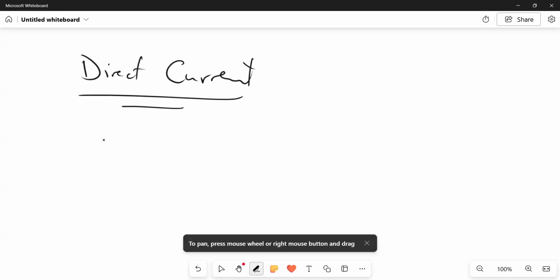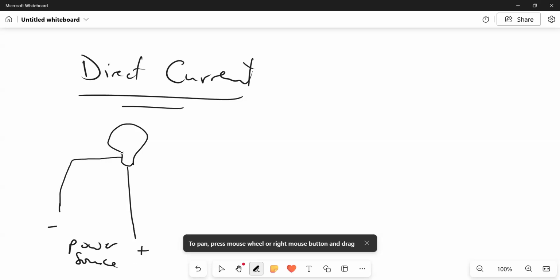So in direct current, let's say you have a circuit, and you have a bulb, right? You connect this part and this part here. Let's say down here is negative, down here is positive. This is maybe a power source, right? So this is a bulb and it's glowing, lit up, right?